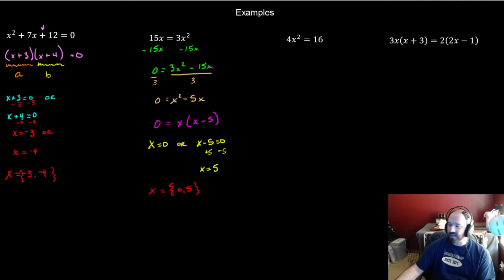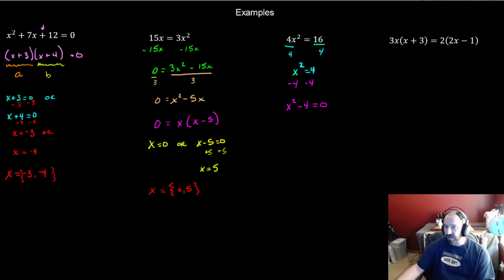In this next example, I'm going to show you that you don't have to go through just the raw steps. So we start by dividing by 4. That gives me x squared is equal to 4, the other 4, and that's a squared. And now I have to get everything on one side. So I'm going to go ahead and subtract 4 from both sides, giving me x squared minus 4 is equal to 0.